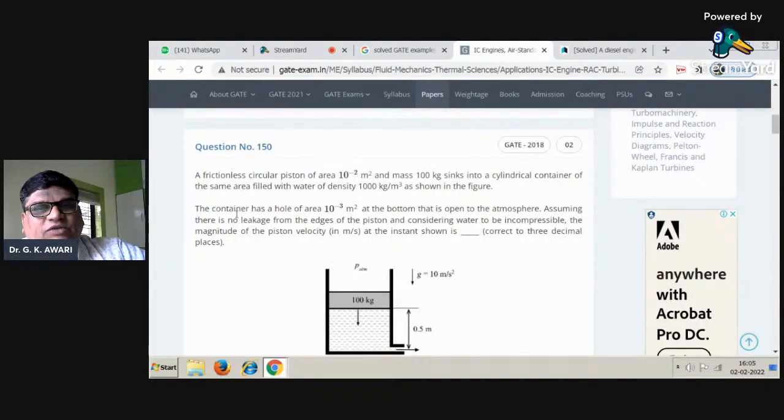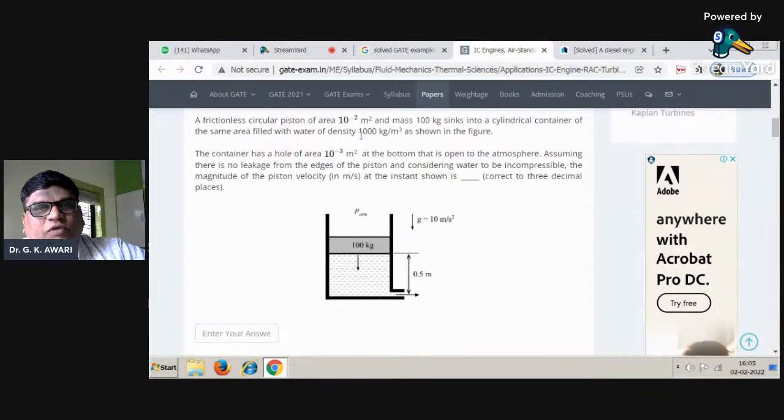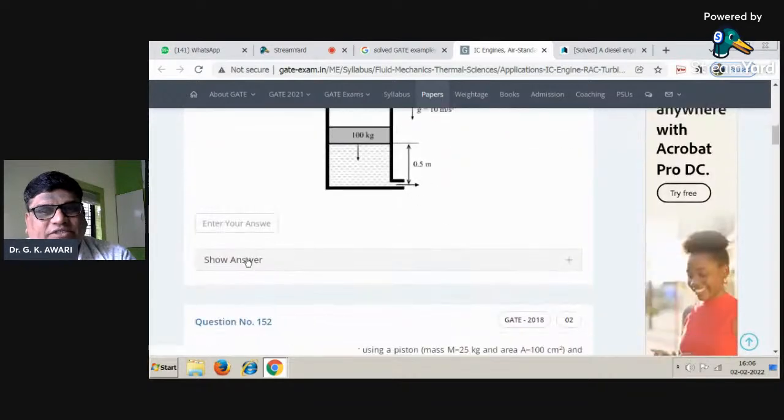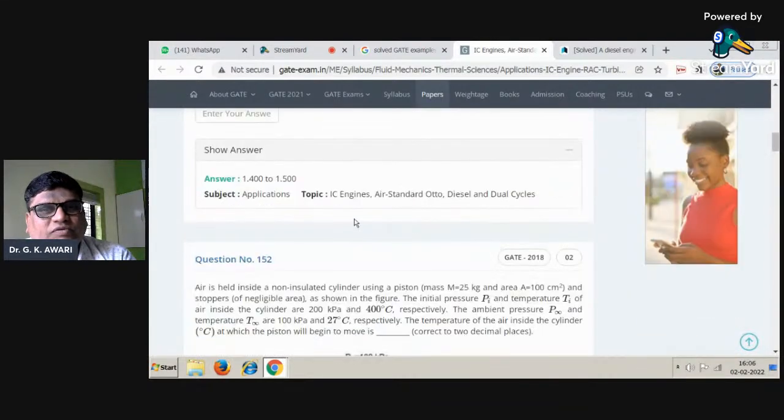Then there is a frictionless circular piston of area 10 to the power of minus 2 meter square and mass 100 kg that sinks into a cylindrical container of the same area filled with water of density 1000 kg per meter cube, as shown in the figure. The container has a hole of area 10 to the power of minus 3 meter square at the bottom that is open to the atmosphere. Assuming there is no leakage from the edges of the piston and considering the water to be incompressible, the magnitude of the piston velocity in meter per second you have to calculate.